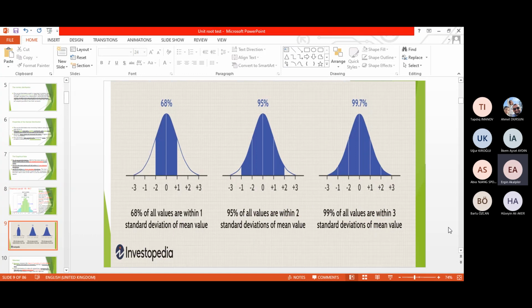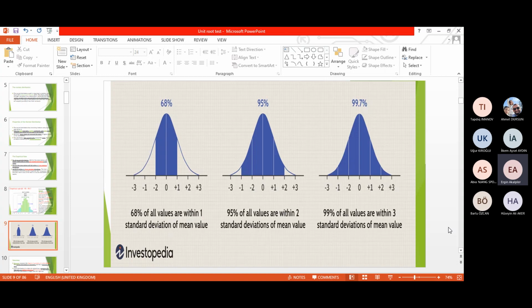It is again illustrated here. 68% of values are within 1 standard deviation of the mean, or let's say the peak, and 95% of all values are within 2 standard deviations of the mean, which is illustrated on the graphic above on the figure, and 99% of the values are within 3 standard deviations of the mean.